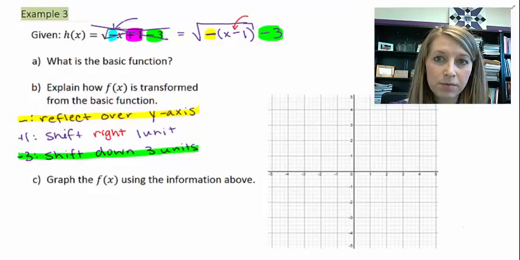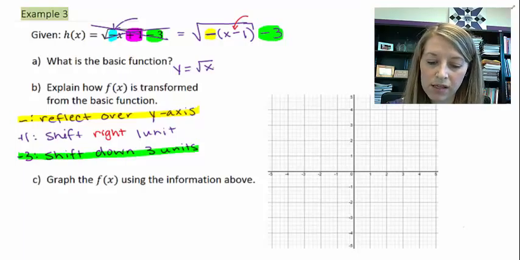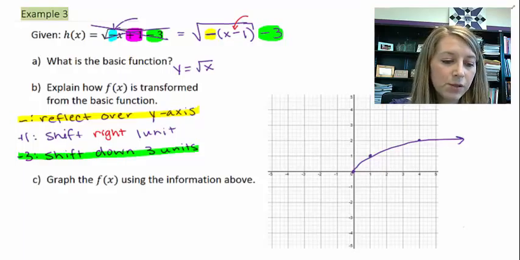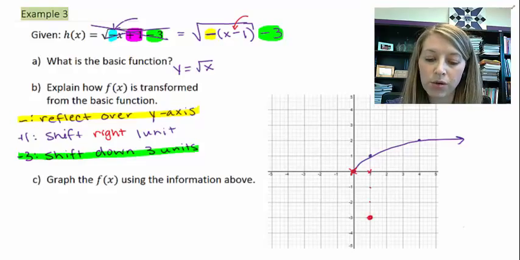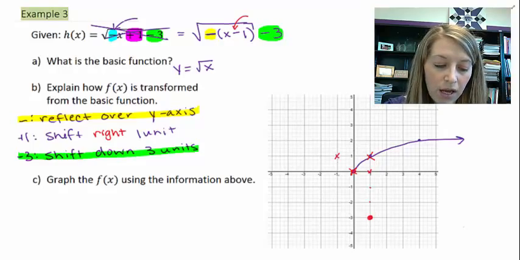Okay, and I skipped the basic part, but I think we all know that the basic function of this is just y equals square root of x. And so the shape of square root of x looks like this. And now let's take all of these points and do all the transformations for it. So if I take my first point and I reflect it over the y-axis, it's still going to be there. I shift it right 1 unit, and then I shift it down 3 units. So that's where my new point is going to go. If I take my second point here, 1, 1, if I reflect it over the y-axis, that puts me over here, and then right 1 unit, and then down 3 units.